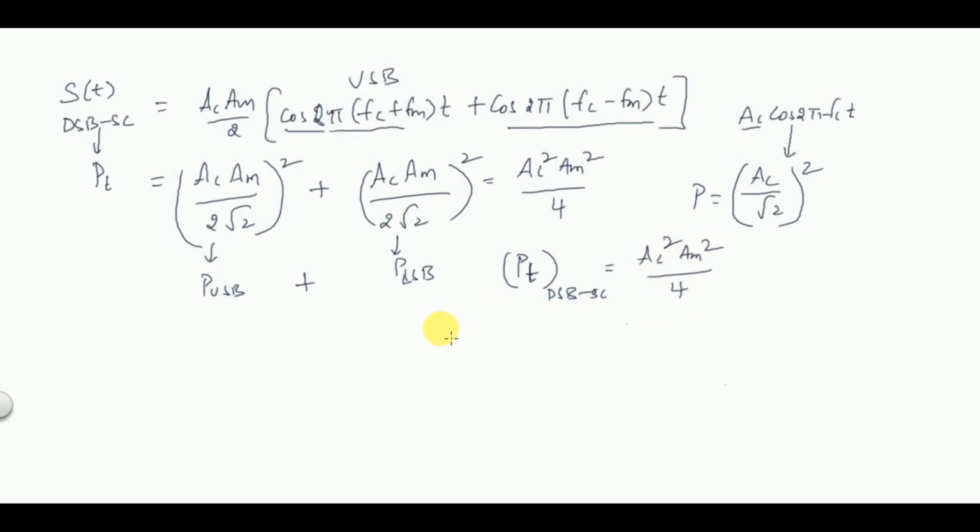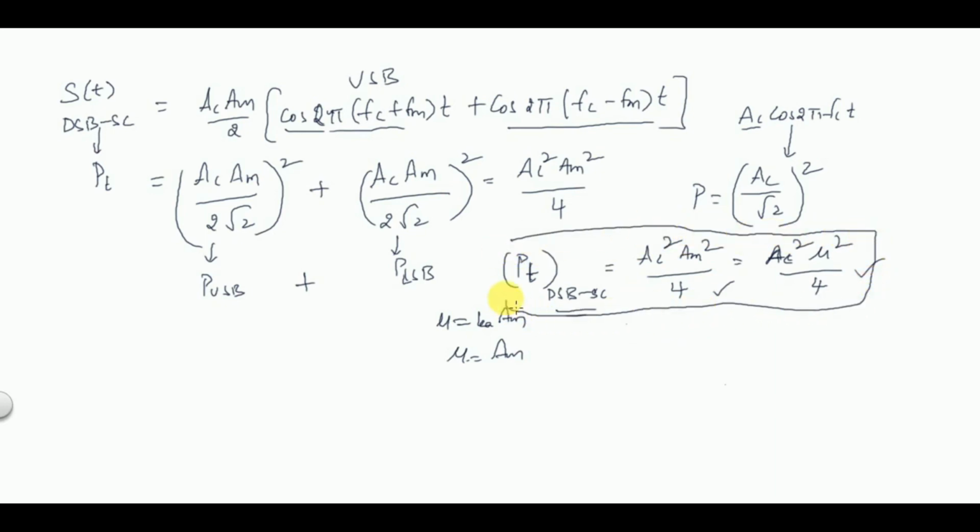Since Ka is equal to 1, mu is equal to Ka into Am, so mu is almost equal to Am, and we can write Ac squared mu squared by 4 also, in order to have the total power comparison between DSBSC and other schemes. This we'll discuss later. So Ac squared mu squared by 4 or Ac squared Am squared by 4 is the total power in the case of a DSBSC signal. And we know that the modulation efficiency is 100%.